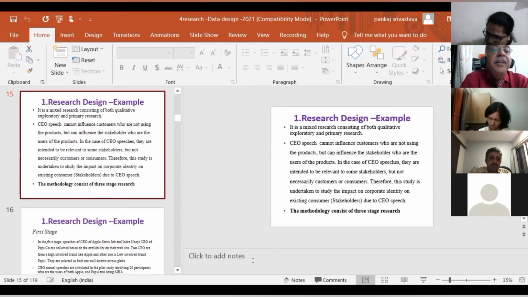So I have given a brief introduction. Like, CEO speech cannot influence customers who are not using the product, but can influence the stakeholders who are the users of the product. In case of CEO speeches, they are intended to be relevant to some stakeholders, but not necessarily customer or consumer. Therefore, this study is undertaken to study the impact of corporate identity on existing customers (stakeholders) due to CEO speech. So this is the introduction I have introduced.